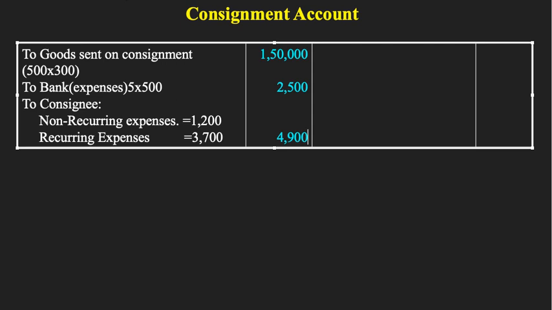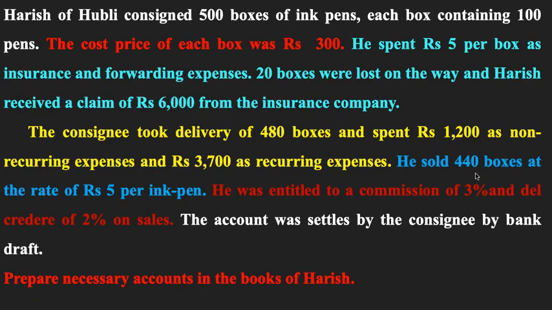commission of 2% on sales. Now see here, we have to first of all find out the total sales. Now if you see here, he sold 440 boxes, right? So he is selling 440 boxes, 440 boxes at the rupees of 5 rupees is the price of each pen. And how many pens are there in each box? It is 100. So 2,20,000 is the total sales, right?